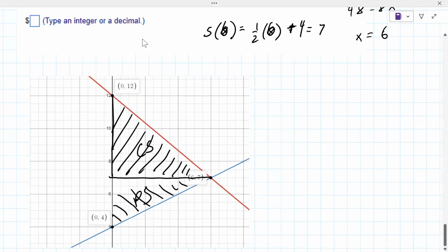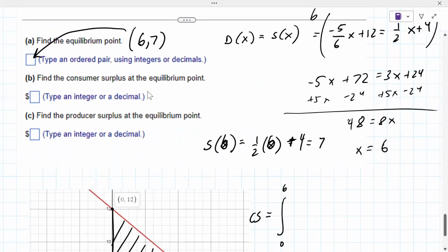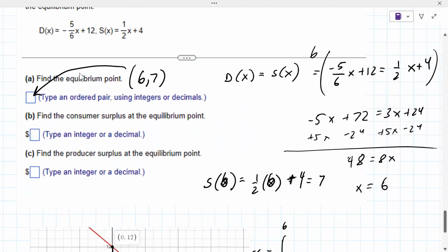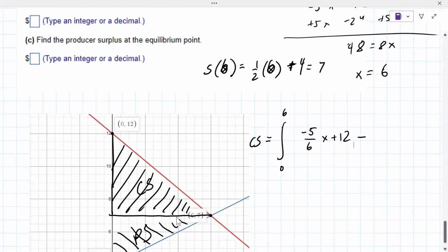Okay, so here's the calculus. To find the consumer surplus, it's the integral from 0 to 6. Why is it 0 to 6? Because if you go down here, it goes from 0 to 6. This red line, top minus bottom. The top line is the one that's going down. So minus 5/6 x plus 12, minus this horizontal line here, which is 7, dx.